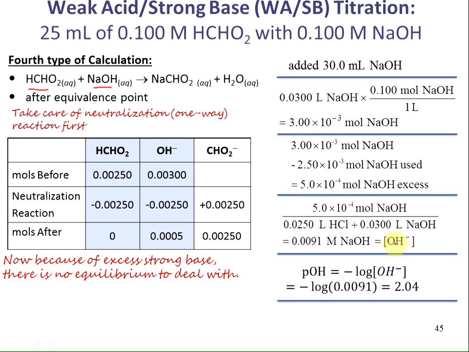I can take the negative log of that to find my pOH. And remember, I'm still trying to find the pH, so 14 minus the pOH gives the pH. That gives me a pH value of 11.96 after 30 mL of sodium hydroxide has been added to the acid solution. So this is after the equivalence point, and this is a basic solution. This fourth type of calculation will be repeated several different times after the equivalence point, which is why Excel is very useful. You only have to do it once in Excel and copy and paste it down for the rest of the volumes of sodium hydroxide that have been added.